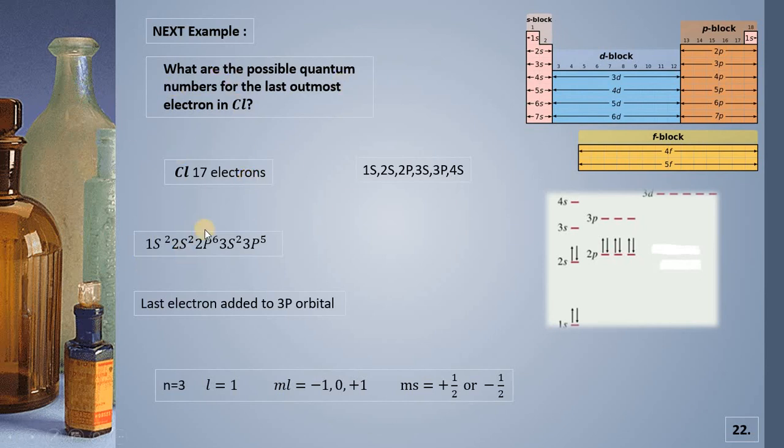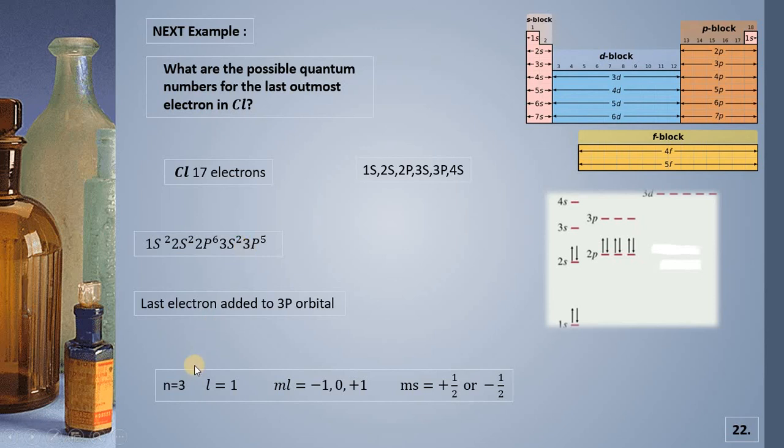Chlorine has 17 electrons, and I explained earlier how we can arrange the electron configuration, on slide 10. The order is 1s, 2s, 2p, 3s, 3p, and 4s. Let's distribute the 17 electrons accordingly: 2, 2, 6, 2, and 5. So the last electron is added to the 3p orbital, which is 3p5, and we will be concentrating on 3p5.